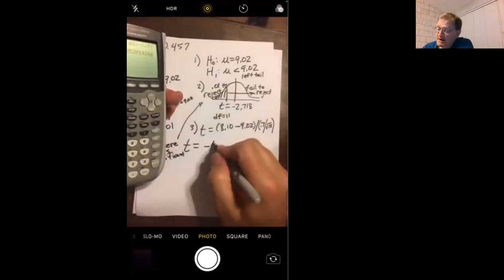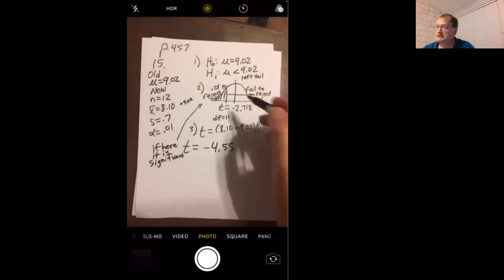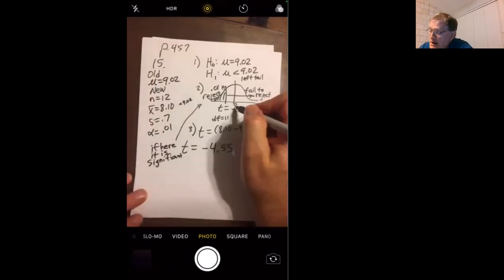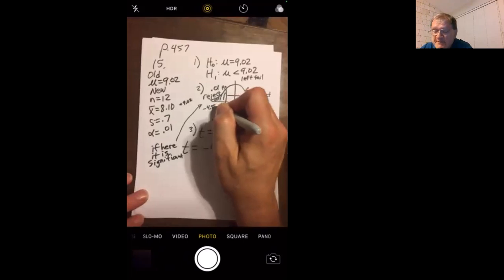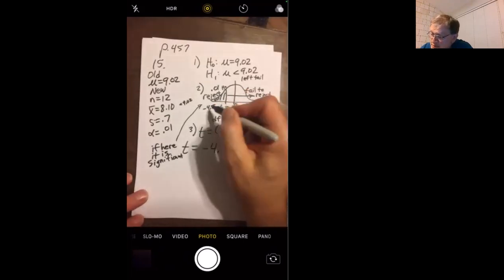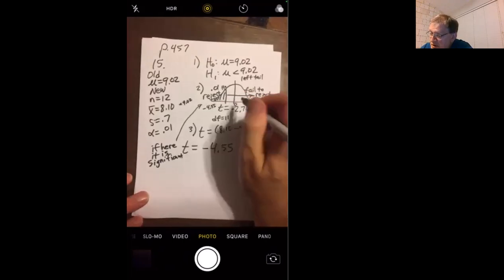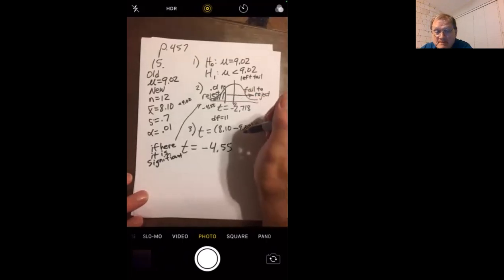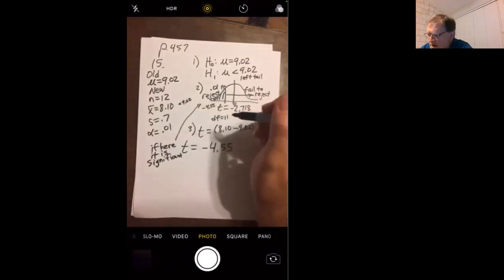Negative 4.55. Hope you remember how a number line works. This is 0. You'd come to negative 2.718 before you'd come to negative 4.55. So yes, that is pretty far. 4.55 standard deviations from the center at 8.10. That's the better way to explain it.